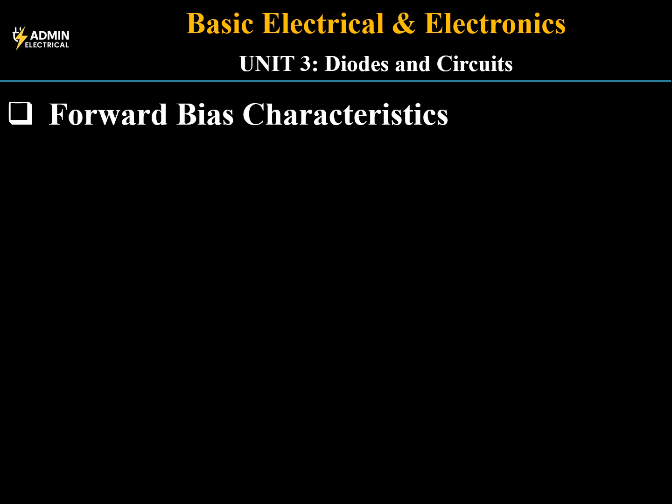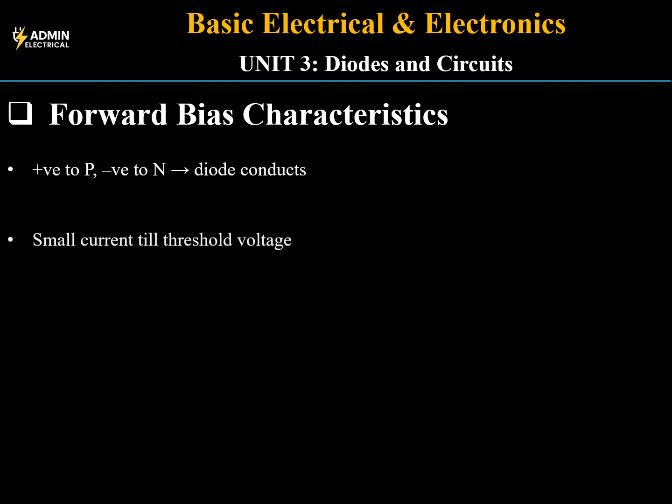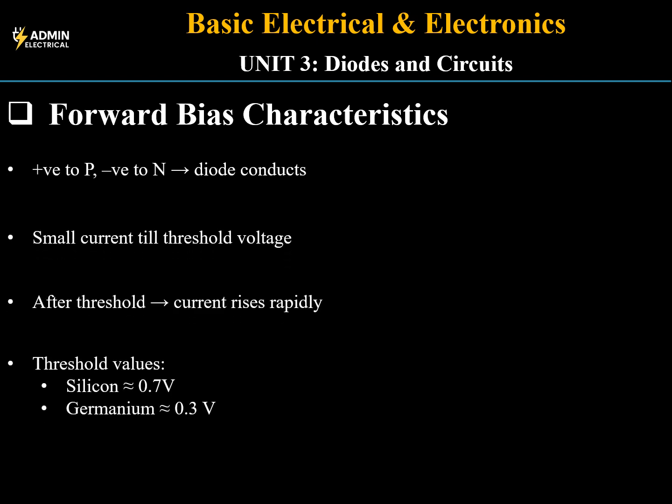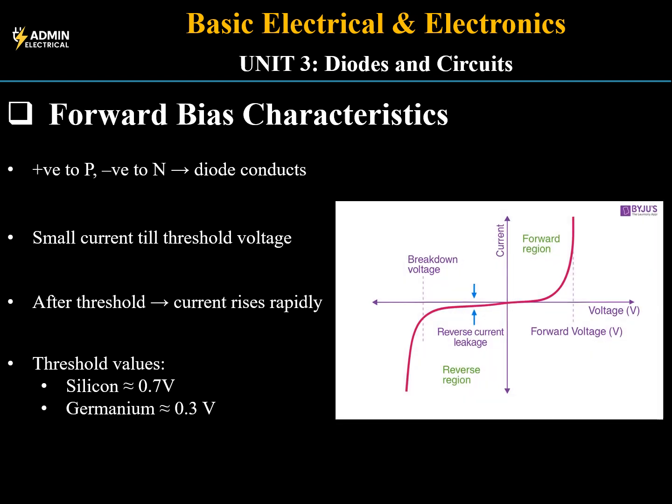When a diode is forward biased, positive to P and negative to N, it begins to conduct. Initially, only a small current flows until a certain minimum voltage is reached. Once this threshold voltage is crossed, the current increases rapidly. For silicon diodes, this threshold is about 0.7 volts, and for germanium diodes, it is about 0.3 volts.